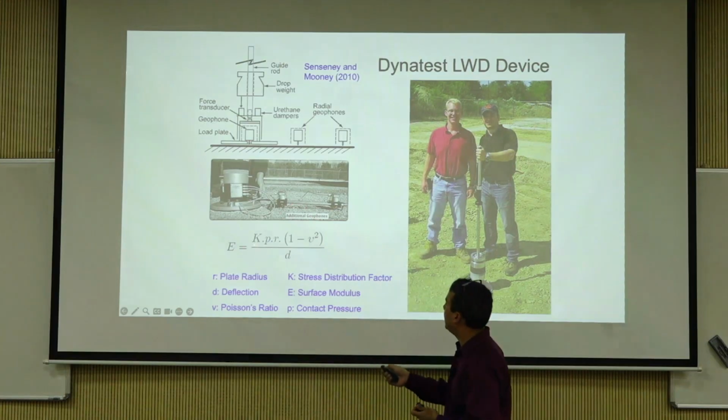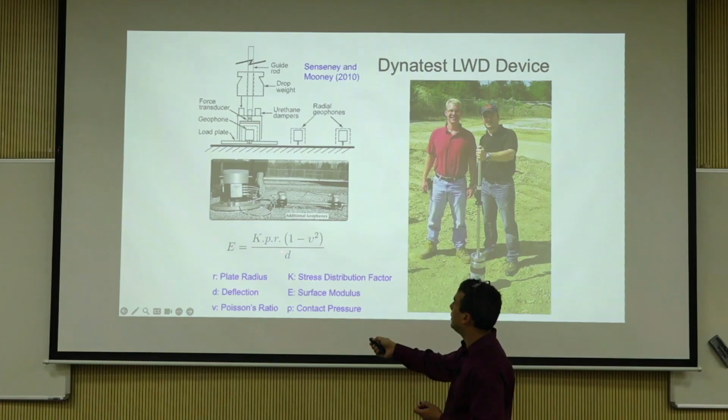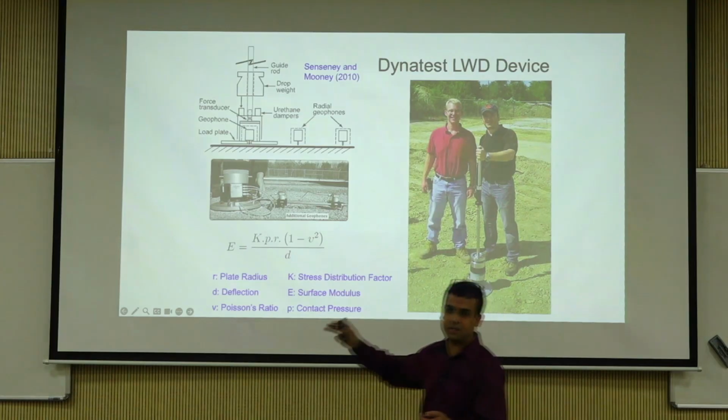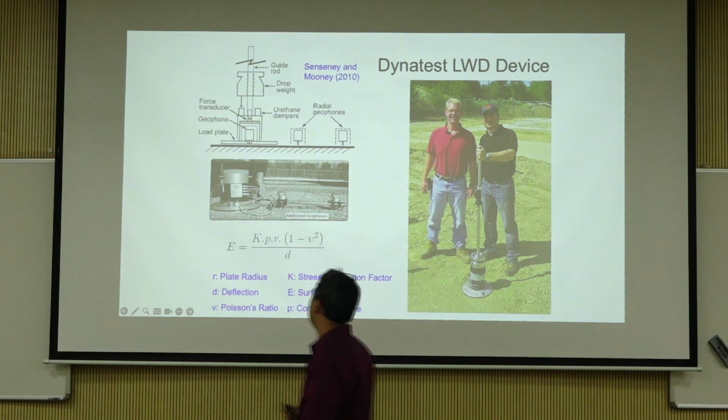This is E. What I was trying to show here is there is one deflection. There is a stress distribution factor based on the plate rigidity, and then there is contact pressure, there is radius, and there is Poisson's ratio. But you're basically getting one E. You're not getting multiple E's. It's basically similar to Boussinesq theory and stuff.